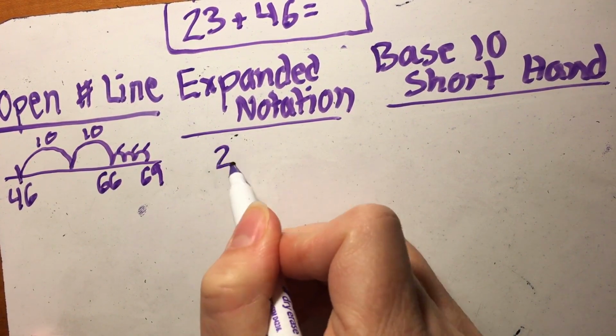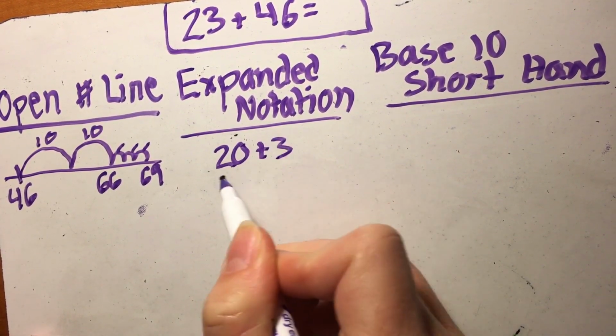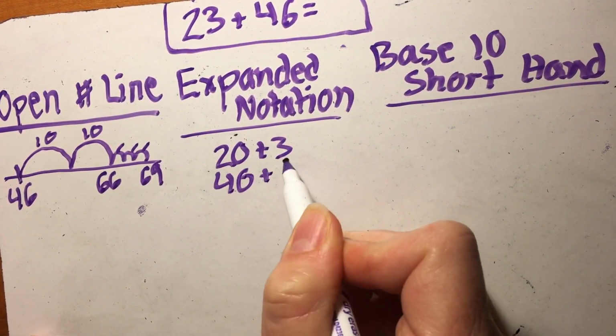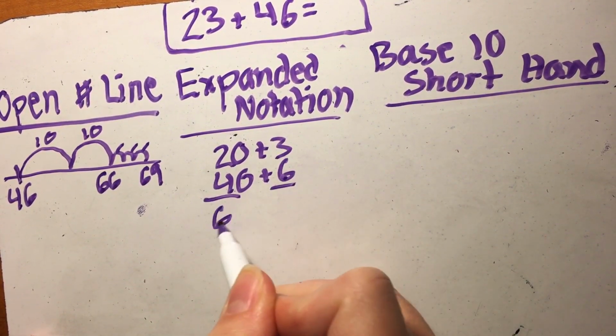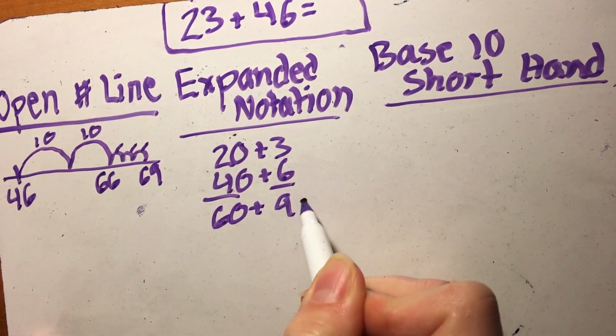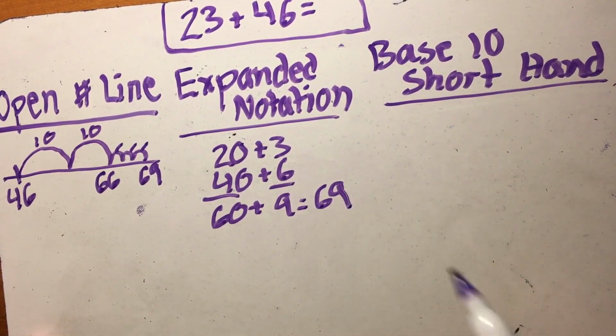Again, in expanded notation, I'm going to pull those numbers apart. 23, 20 plus 3, 46, 40 plus 6. 20 plus 40 is 60. 3 plus 6 is 9. Therefore, my answer is 69.